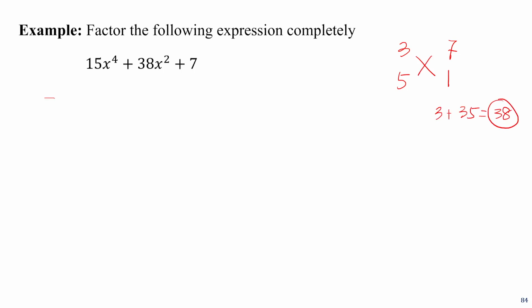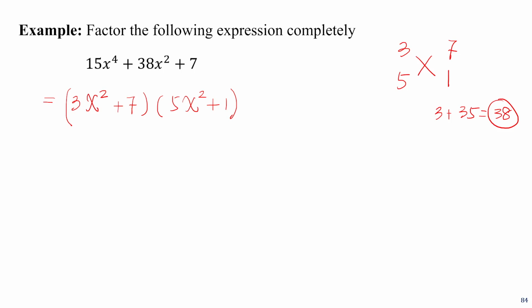So the original expression can be factorized to 3x squared plus 7, and then 5x squared plus 1, right? And let's verify. If you expand it back, you will have 15x to the power 4 plus 38x squared plus 7. So this is a correct way to factorize the original expression, right? And actually, we can stop here. It's not factorizable further.